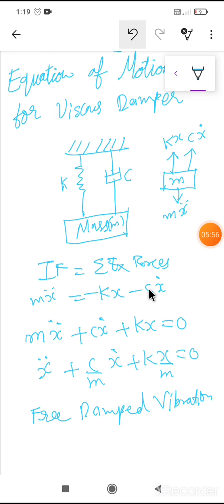Now we can solve this equation and find the solution. It will take a long time, so this we will see in the next lecture. So this is the equation of motion for the damped vibration. I hope you understood this equation. Thank you very much.